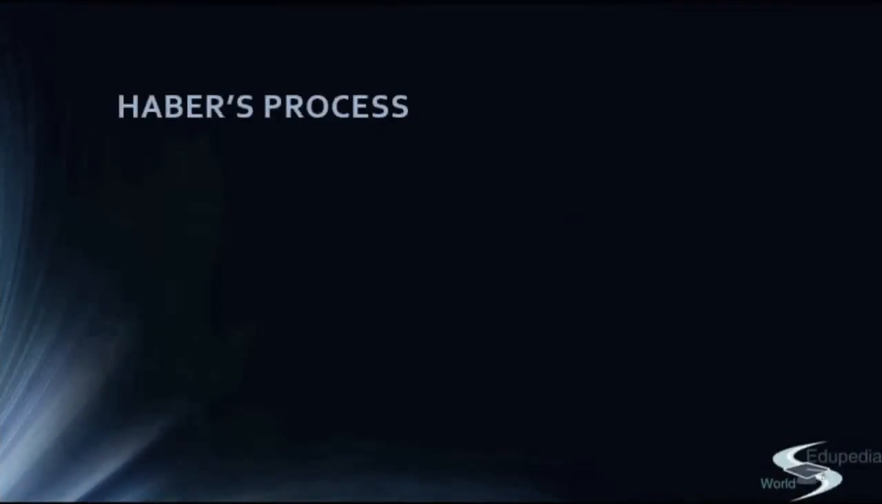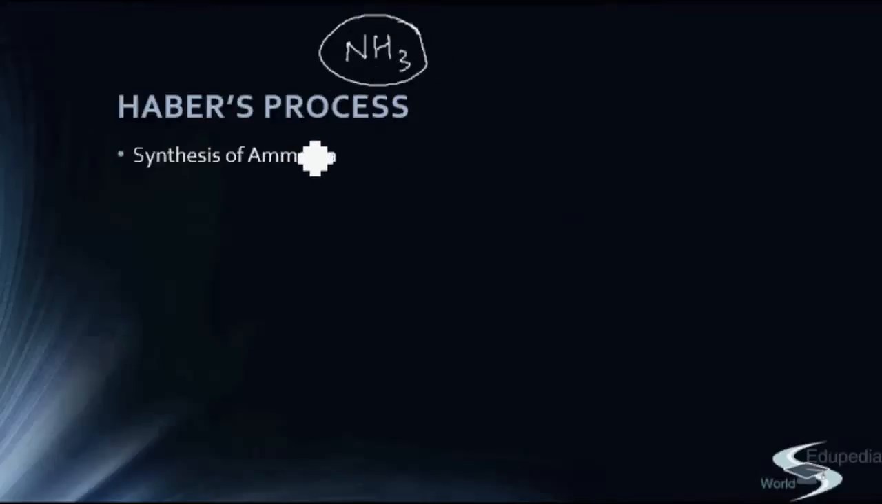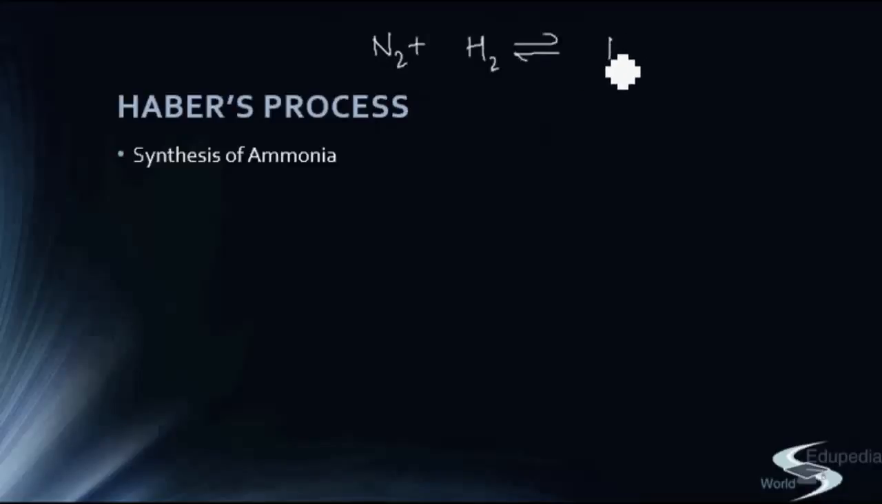Let's start with the Haber's process, one of the most common and most important processes. It is used for the formation of ammonia. Ammonia is used in making fertilizers and various other things, and for that we need the Haber's process. The equation for the Haber's process is as follows: N2, nitrogen, combines with hydrogen to reversibly form ammonia gas. All the reactants and all the products are gaseous in nature here.